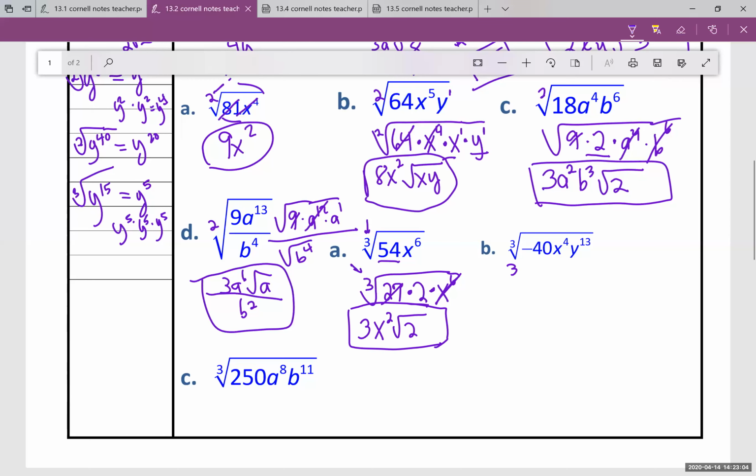But watch how I rewrite this. I have to rewrite negative 40 into the product of something that's a perfect cube. Well, I'm going to use negative 8 times 5, first of all. Now, you have to put the negative with the one that you're going to take the cube root of, just a little rule, okay?